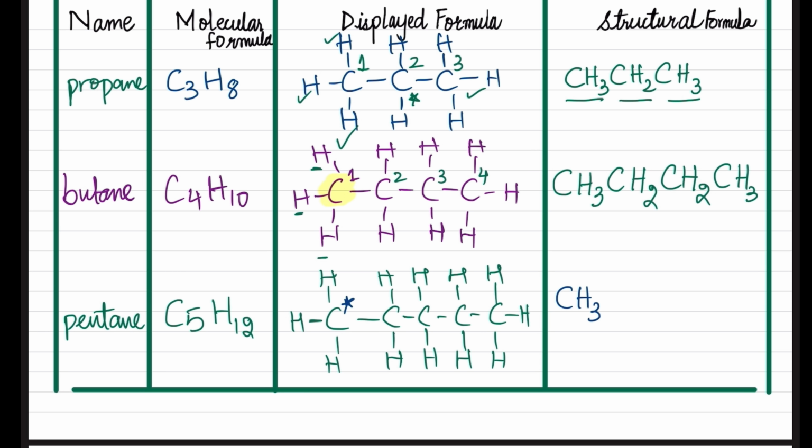It will be CH3. Second, third and fourth, they are all attached with 2 hydrogen atoms. CH2, CH2, and for the fourth carbon it is also CH2. And the last fifth carbon is attached with 3 hydrogen atoms. So this is the structural formula for the pentane.